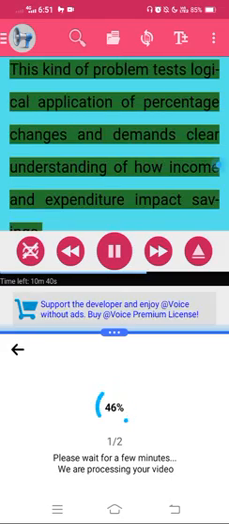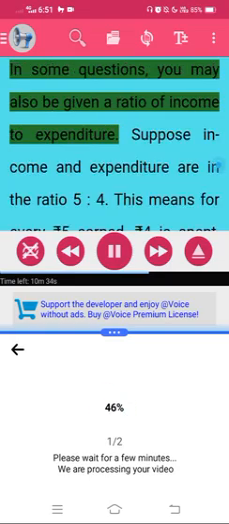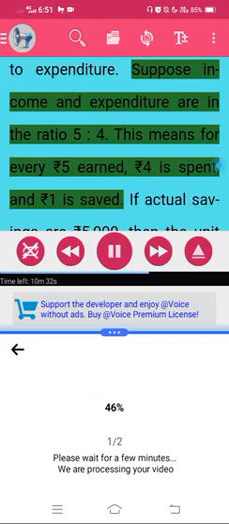30%. This kind of problem tests logical application of percentage changes and demands clear understanding of how income and expenditure impact savings. In some questions, you may also be given a ratio of income to expenditure. Suppose income and expenditure are in a ratio of 5:4. This means for every 5 rupees earned, 4 rupees is spent, and 1 rupee is saved.